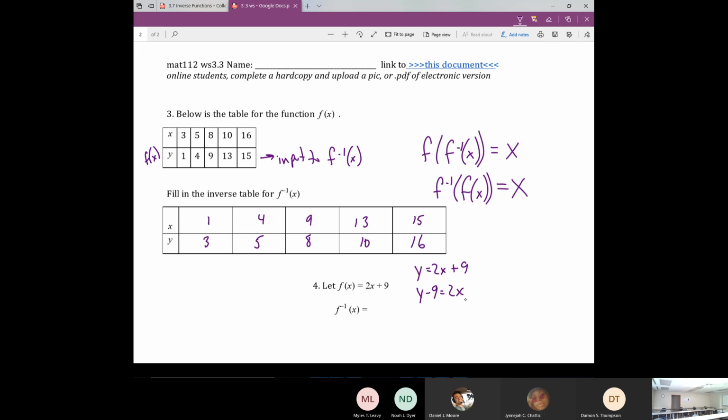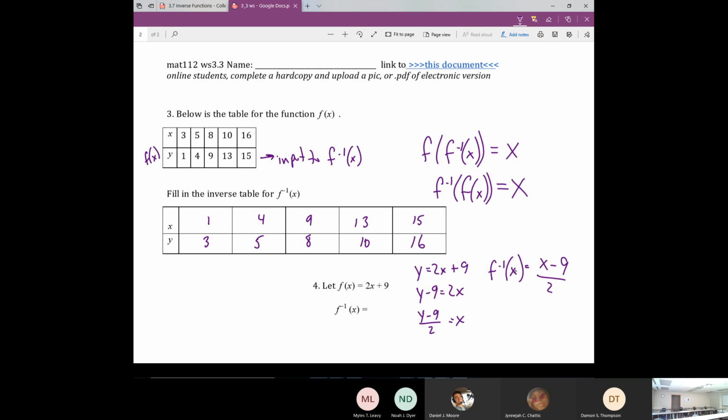Now divide by 2 so I can get x by itself. Now just reversing the roles or the positions of our x and y, the inverse function, f inverse, calling its input x, is equal to x minus 9 divided by 2. When I take that as my input, I'll get back my x.